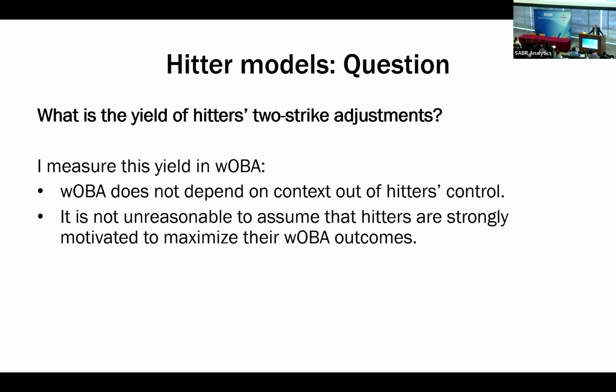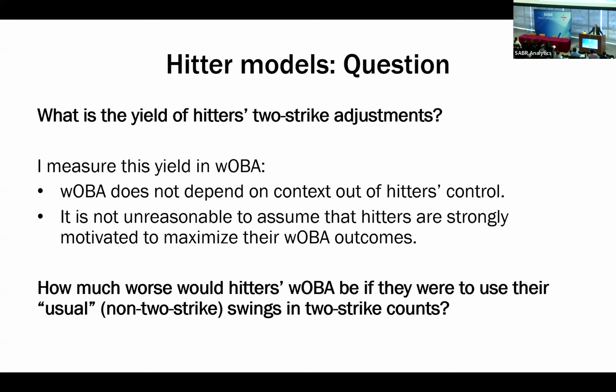like salary negotiations and award decisions, it's not unreasonable to assume that hitters are, in fact, motivated to maximize their wOBA outcomes pretty directly. Okay, so more precisely, the question that I'm asking is, how much worse would hitters' wOBA be if they were to use their usual non-two-strike swings in two-strike counts?